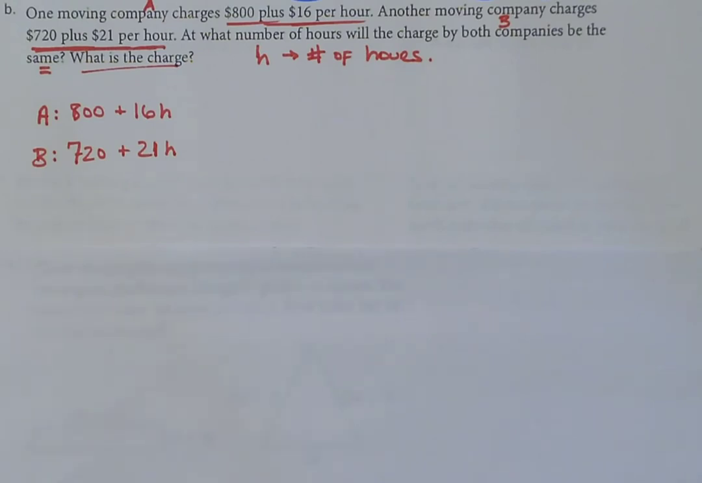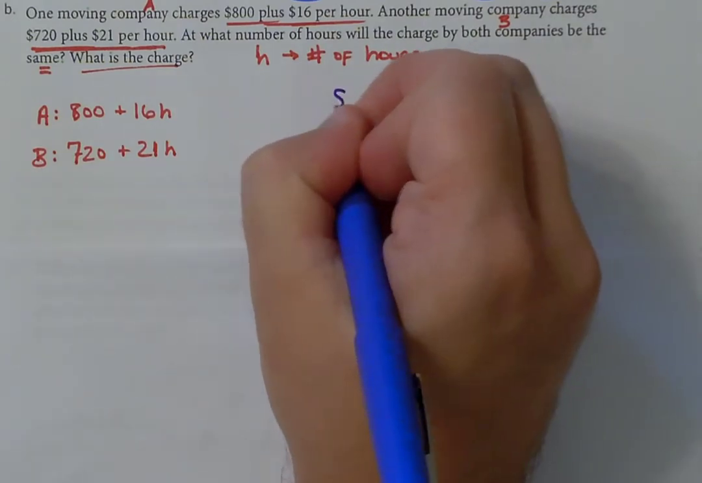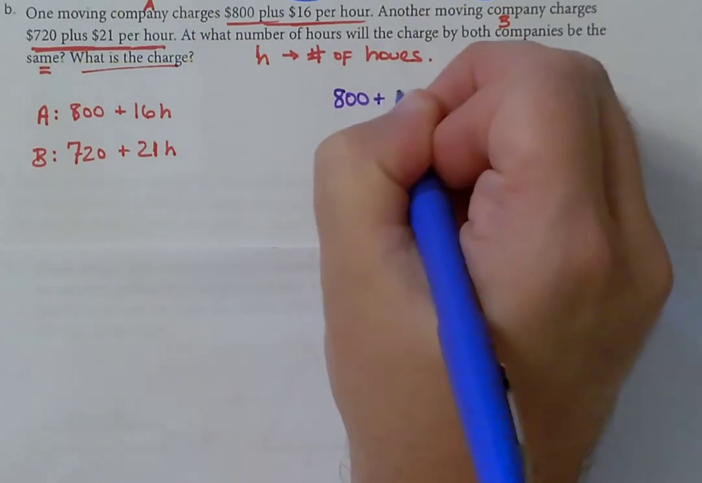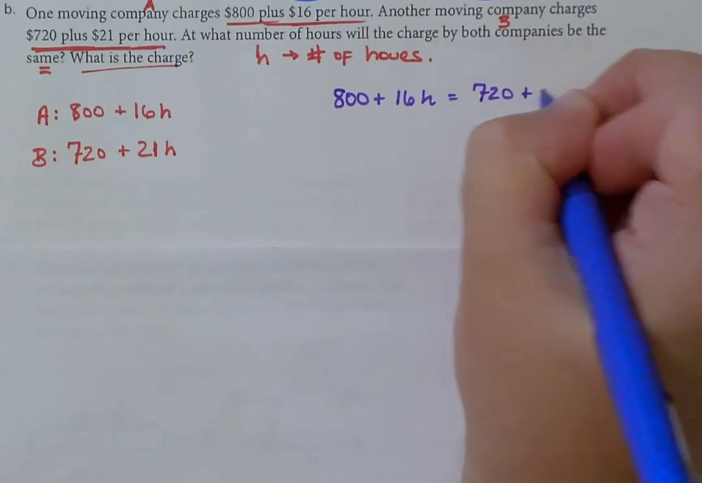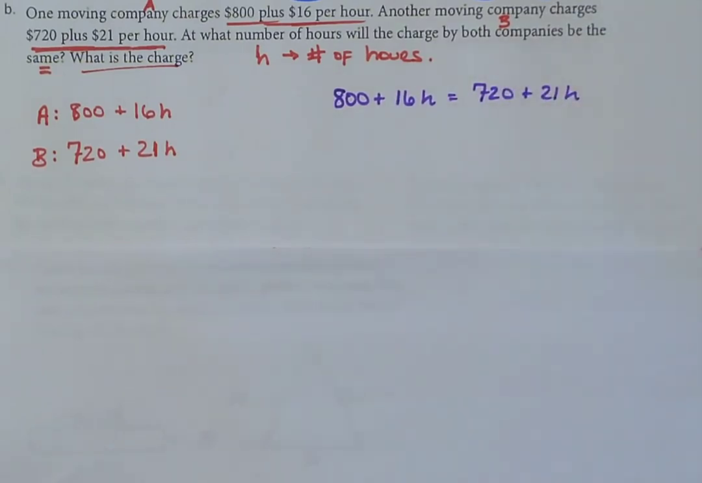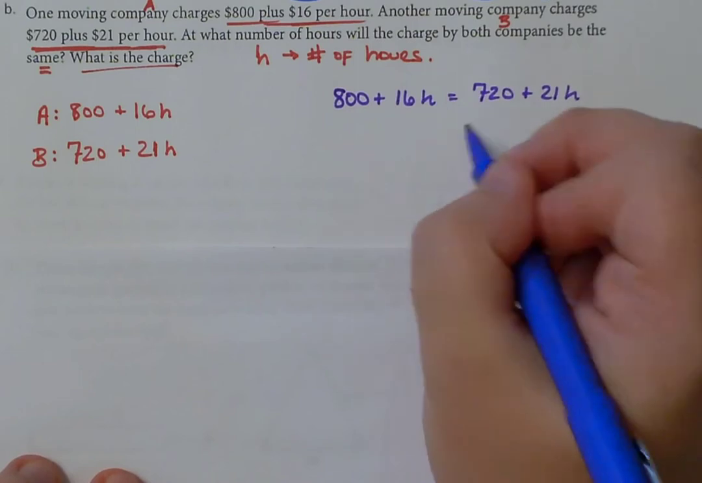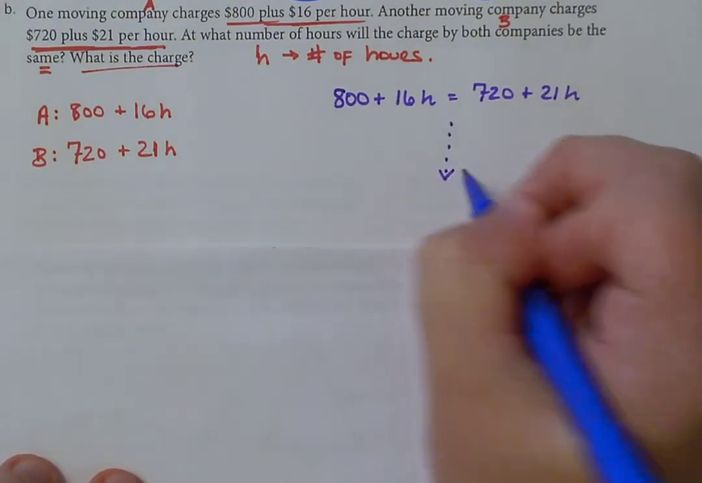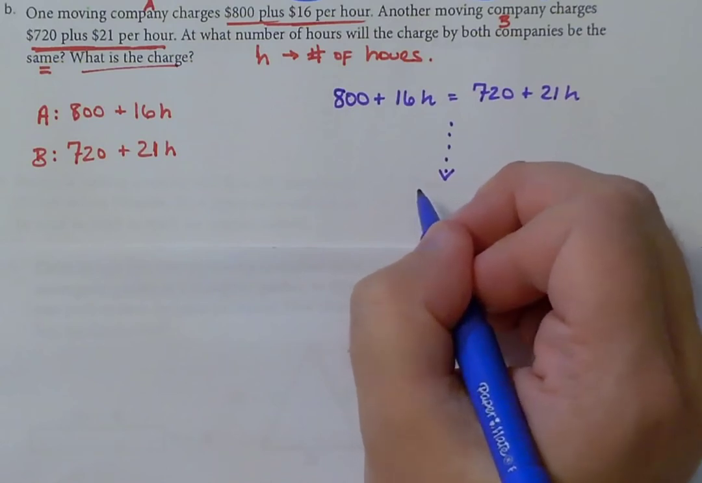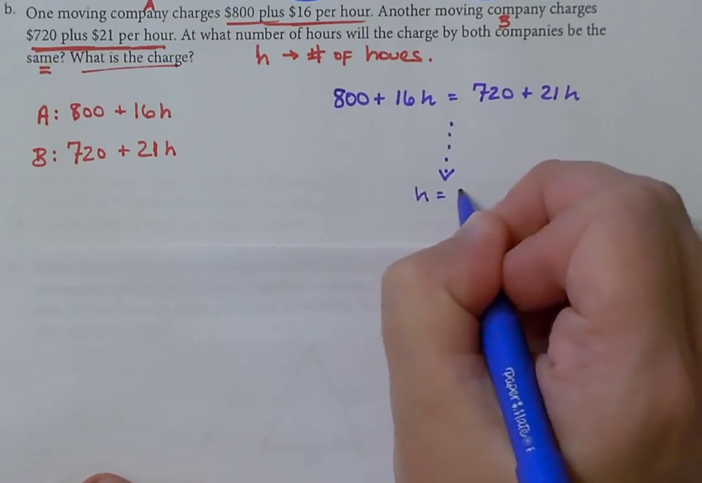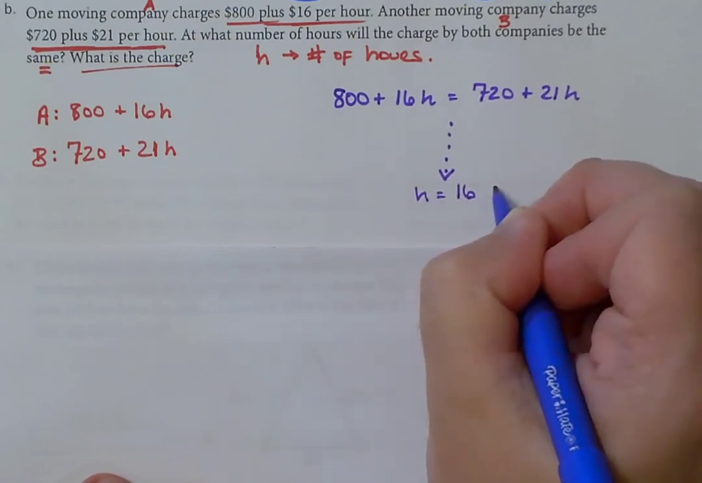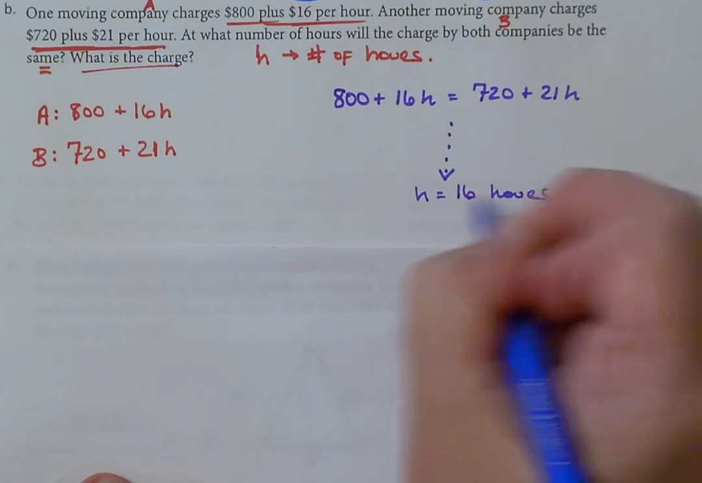So I have my two expressions now. To set it up as an equation, we just have to set these equal to each other. So it's 800 plus 16H equals 720 plus 21H. Now, if you were to run through and solve this problem, and I'm going to leave that practice for you, we would end up with H equaling 16. So it takes 16 hours for them to be the same.